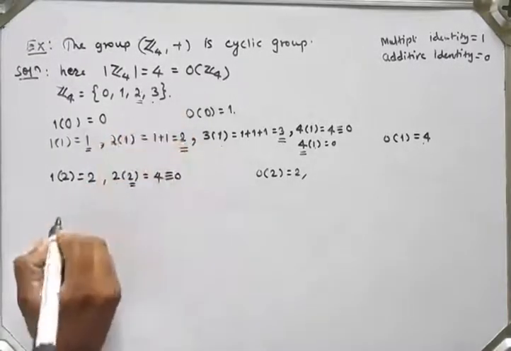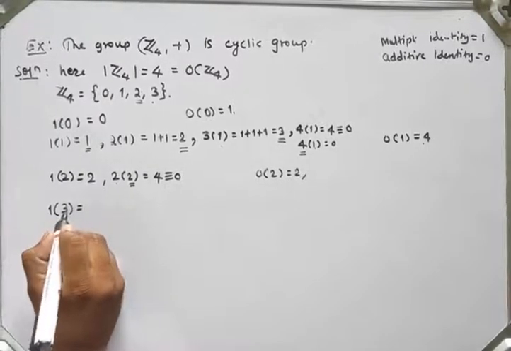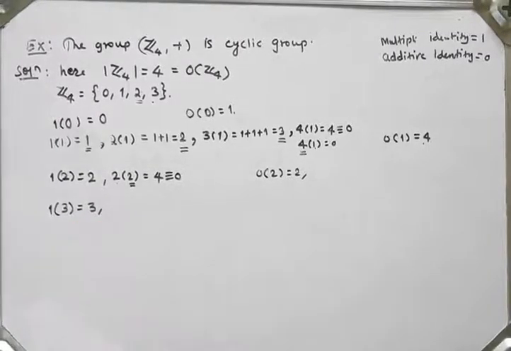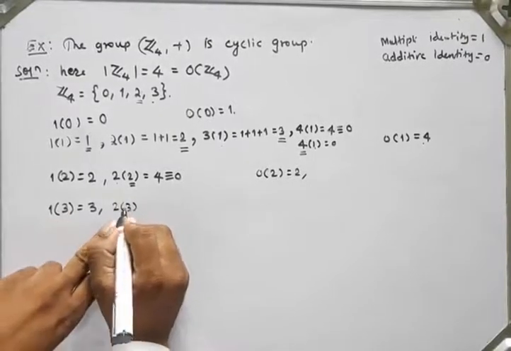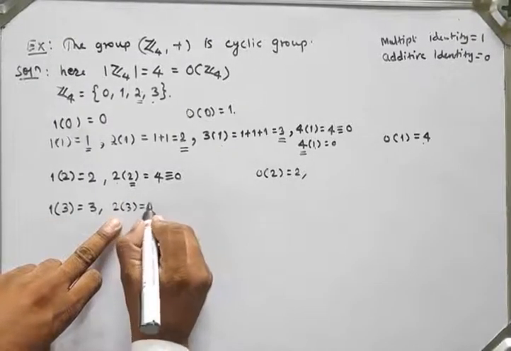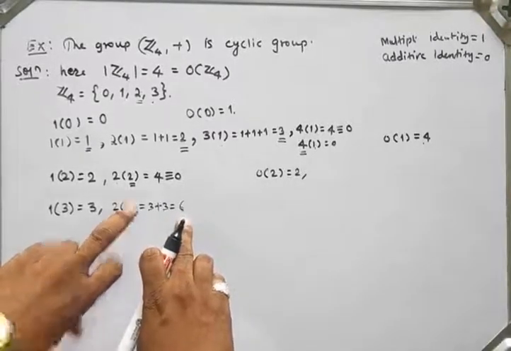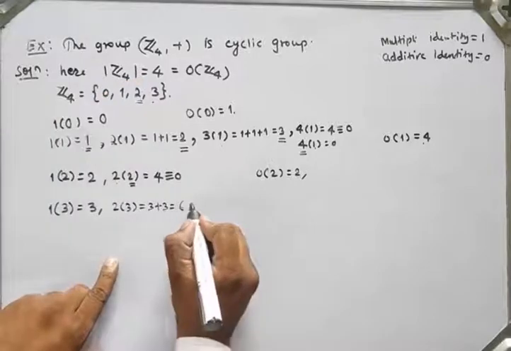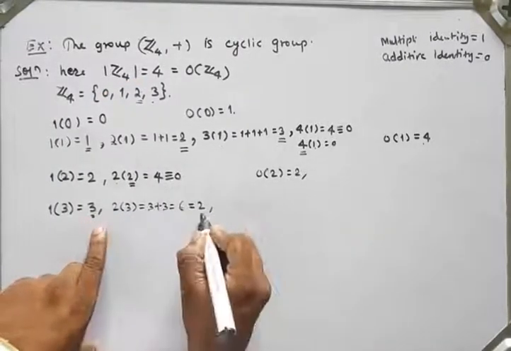The next element is 3. I will write 1 into 3, addition of 3, 1 time, which is 3. Next 2 into 3, addition of 3, 2 times, which is 3 plus 3, which is 6, and 6 modulo 4 will be 2, right? So here I get 3 and here I get 2.